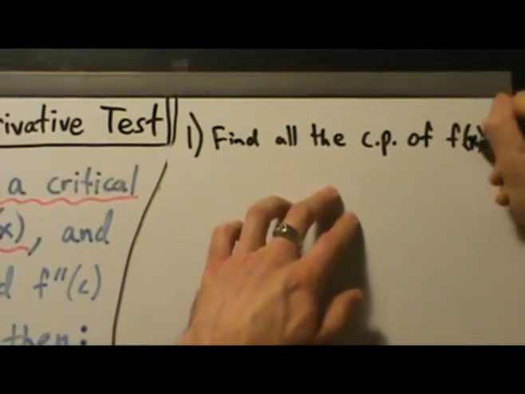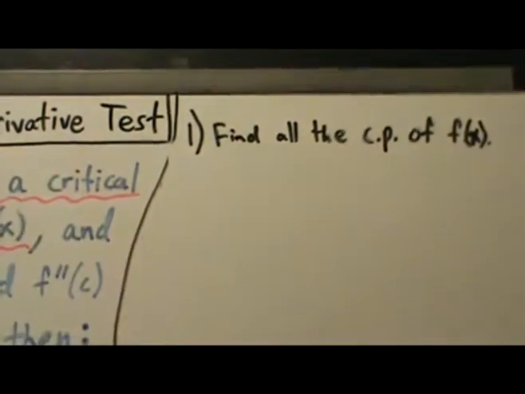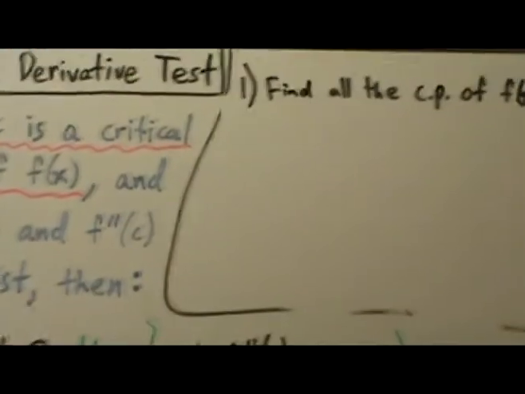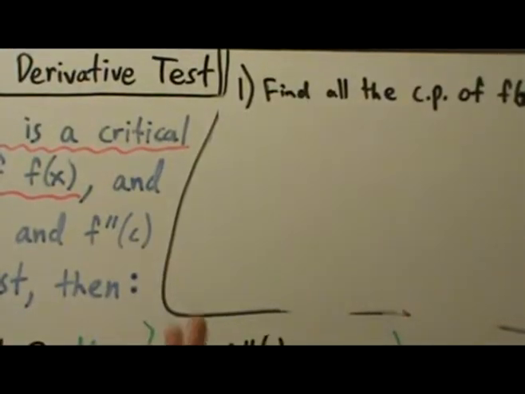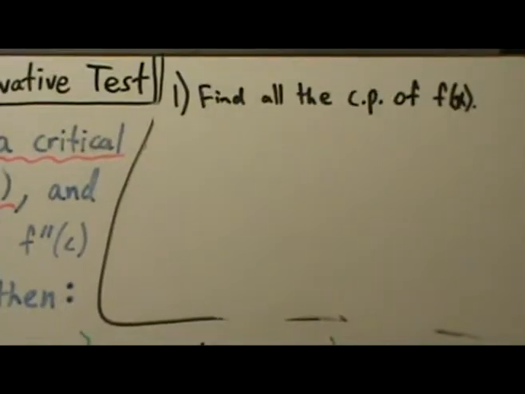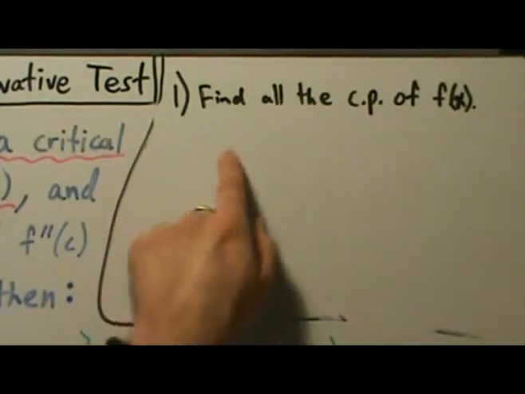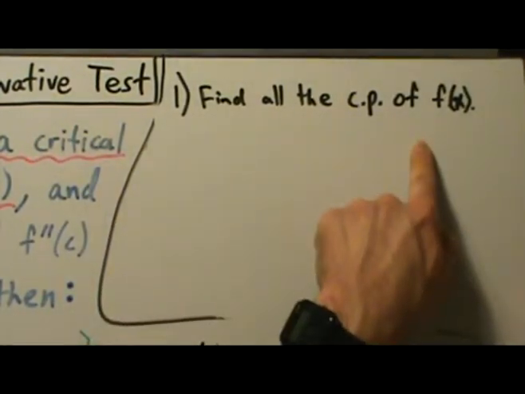Okay, and why do we want to look for all the critical points if we can only use the ones where the first derivative exists? Because if you're just looking for mins and maxes, you want to find all the critical points, and if you have critical points where the first derivative doesn't exist, you won't be able to use the second derivative test. You'll have to use the first derivative test. When you look for mins and maxes, you should always find all the critical points anyway.